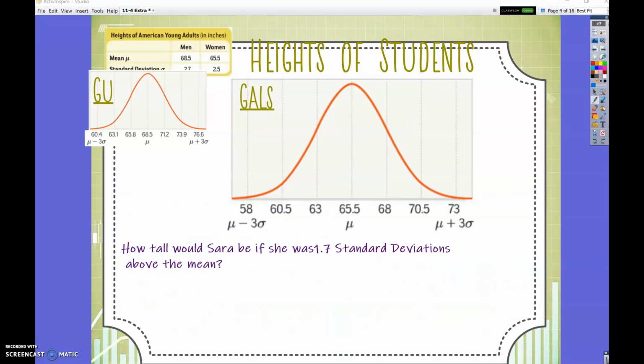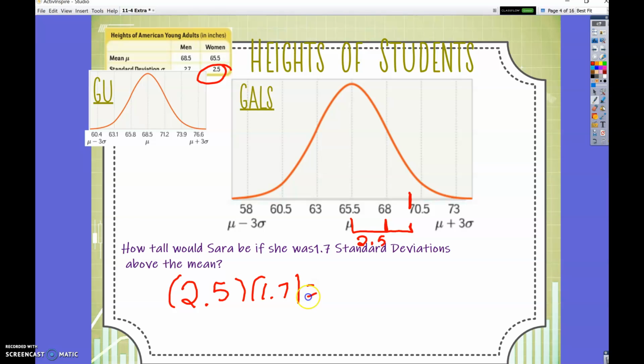One more example. We have Sarah now, so we're going to look at the gal's curve. She's 1.7 standard deviations above the mean. That means she's this out one and some more. So she's about right here, but we want to know exactly how tall she is. Each of these standard deviations is worth 2.5 for the females up here. So we're going to take a 2.5 standard deviation, that's what each chunk or bar is worth, if you will, times she is 1.7 of them.